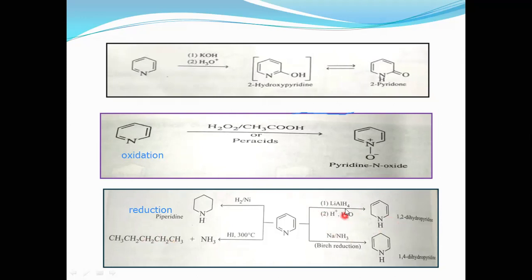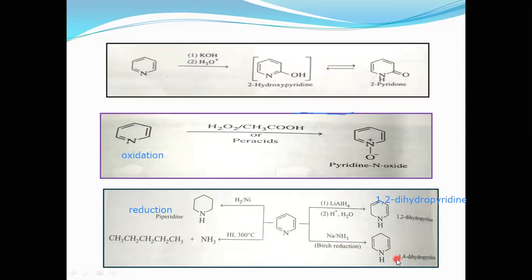It also reacts with a reducing agent like lithium aluminum hydride, followed by hydrolysis. We can get 1,2-dihydropyridine. This is 1,2-dihydropyridine.